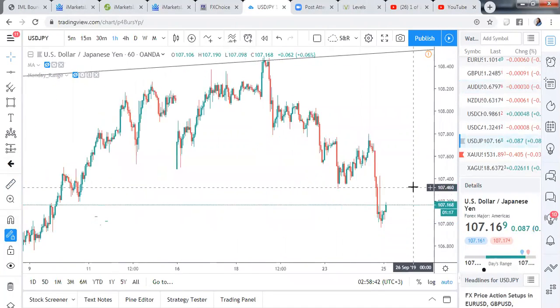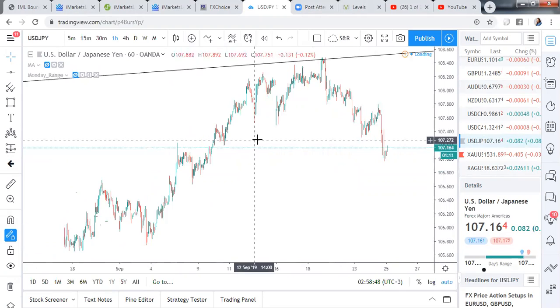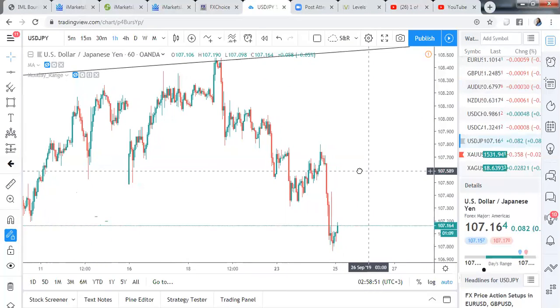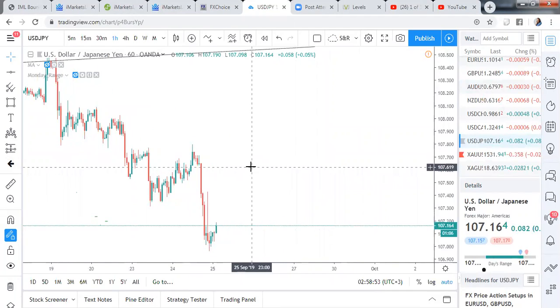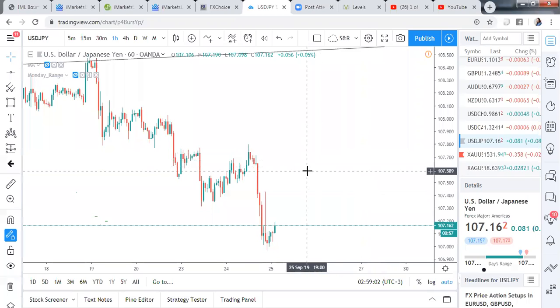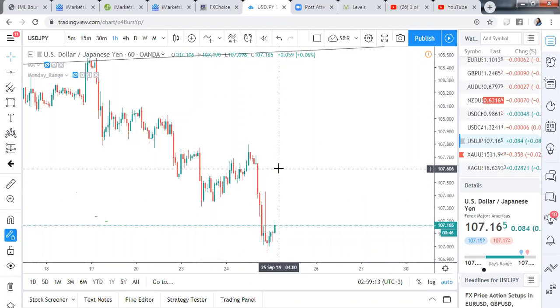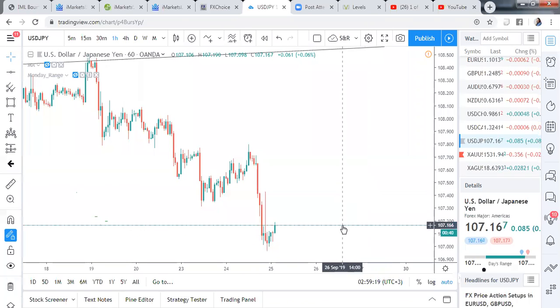USD JPY. Let's see what we have here. Can you see anything? I don't know about y'all, but what am I seeing? You tell me what you see. I'm not saying anything. We're looking at the naked market and I want y'all to tell me what you see. What do you see forming?